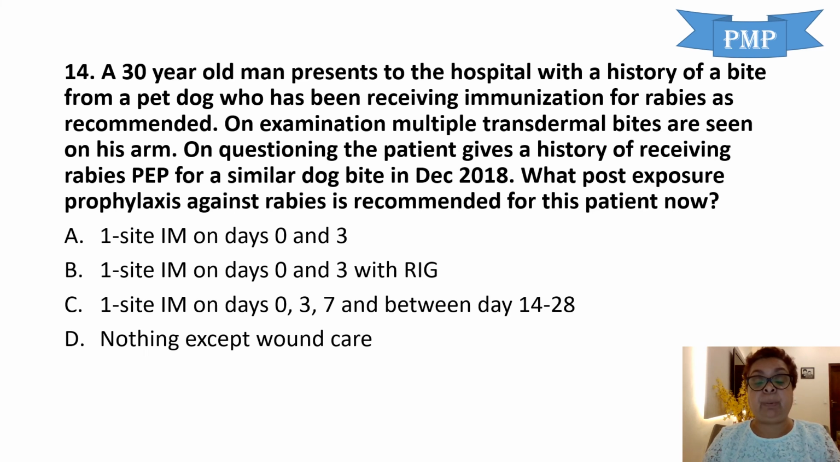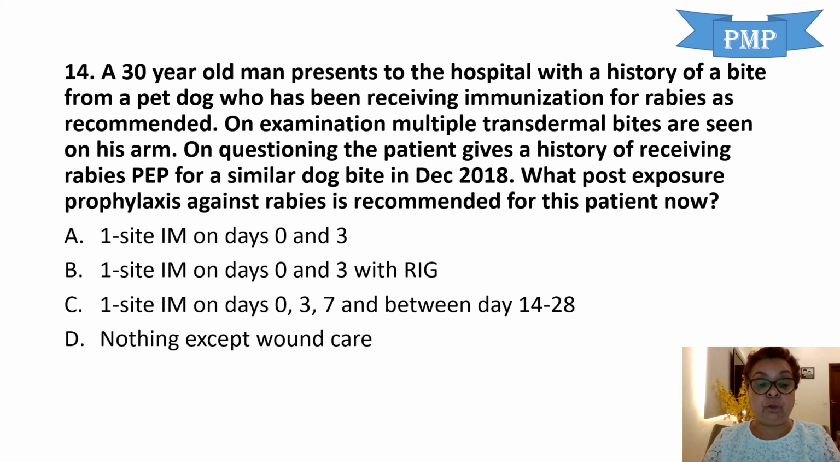On questioning, the patient gives a history of receiving rabies immunoprophylaxis for a similar dog bite a year back, right? So in December 2018, this question was asked in November 19, right? So a year back, he had received prophylaxis. What post-exposure prophylaxis against rabies would you give now? So in this case, what are we going to give?